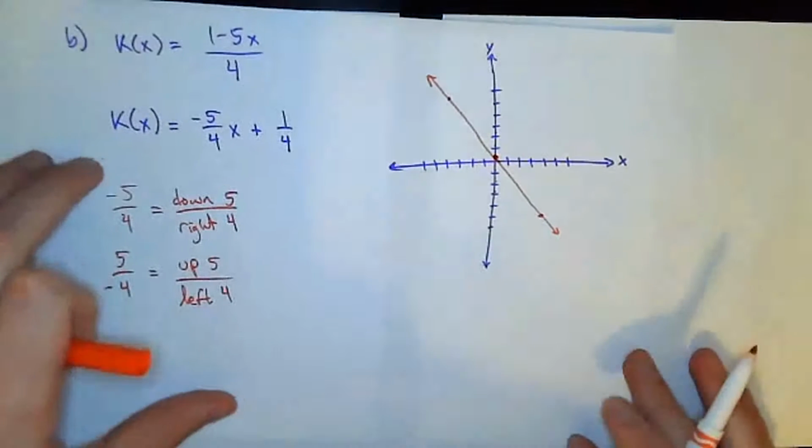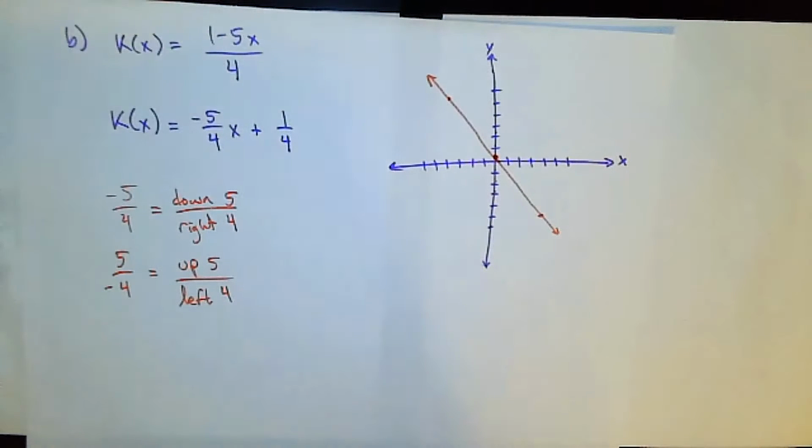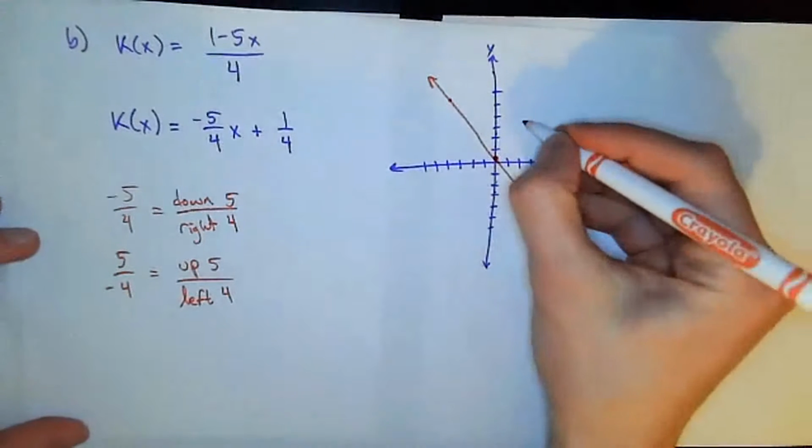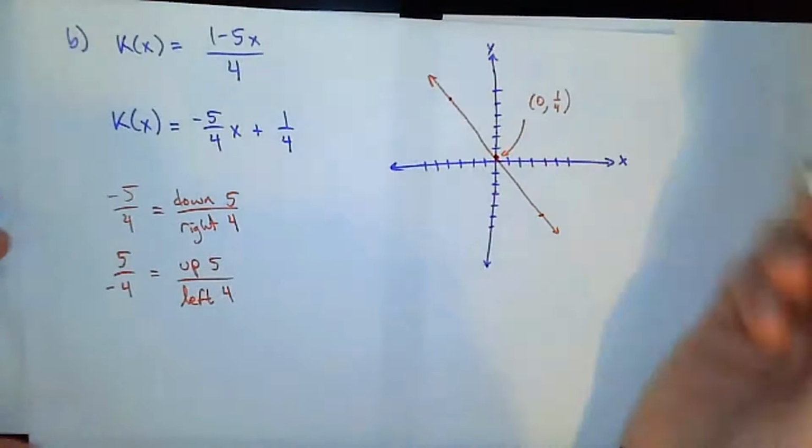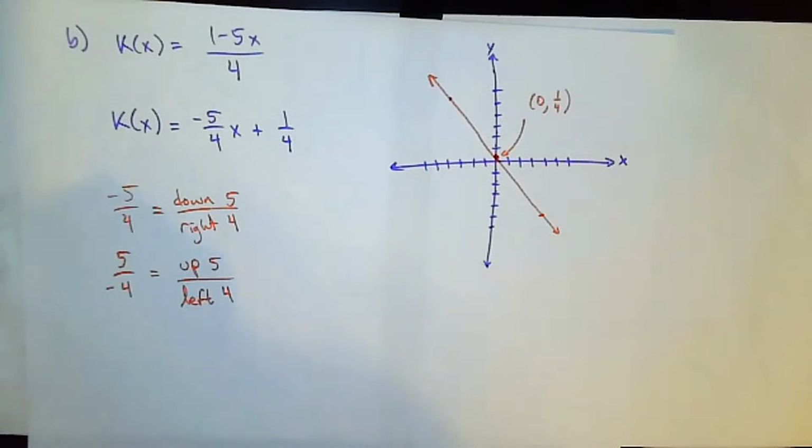And there's my line. And again, that point there, 0, 1/4. Okay, so that's graphing a couple linear functions.